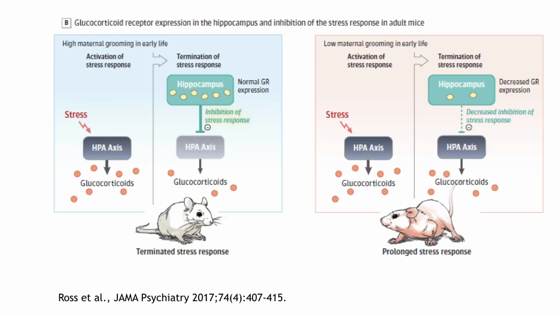So when you look at what happens to these individuals when they're stressed later in life, you see that the individual who had high grooming, they go through the stress event, the HPA axis goes up, the hippocampus becomes activated, they stimulate glucocorticoid receptor responses. Those receptors, they have loads of glucocorticoid receptors. Those receptors suck up the glucocorticoids, the cortisol, and they're able to stop the stress response. The individuals in the low maternal grooming line are always stressed.